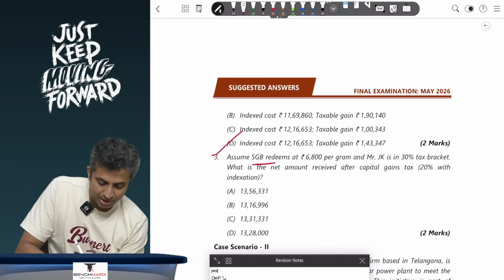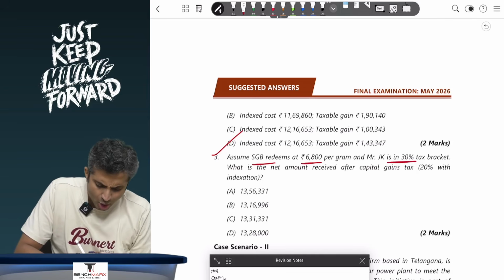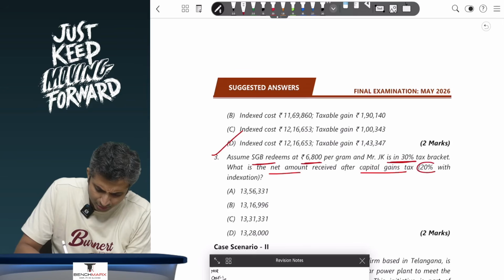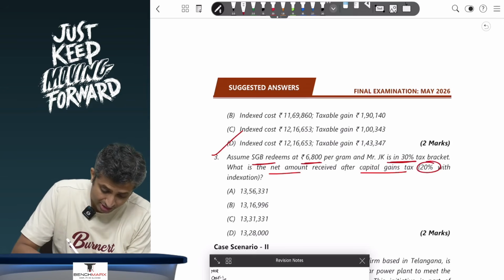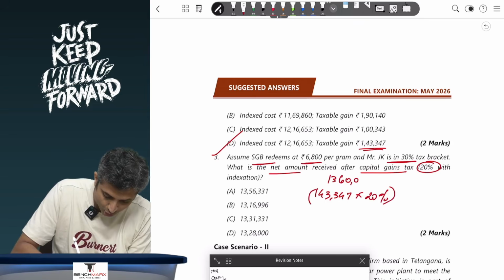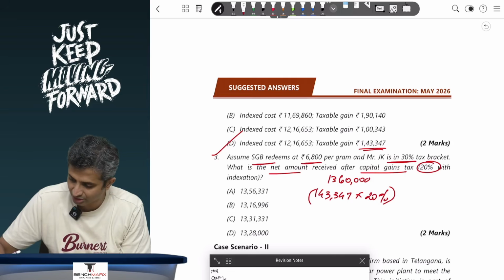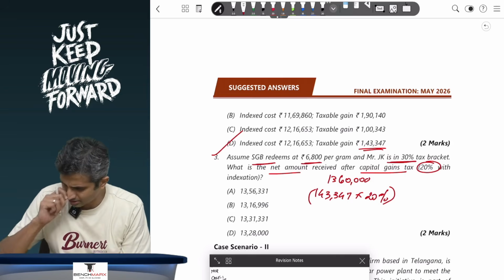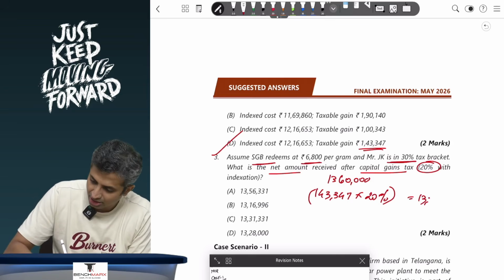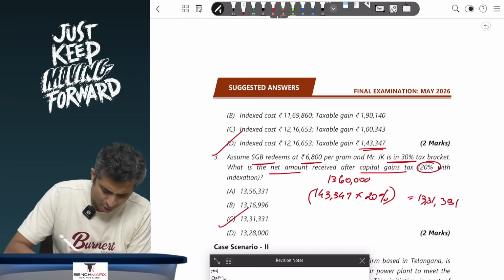Assume SGB redeems at 6,800 per gram and Mr. JK is in the 30% tax bracket. What is the net amount received after capital gains, which is 20% with indexation? So basically, your capital gains is 143,347 into 20%. Tax rate is 20%, and this is 13 lakh 60,000, which is your gross sale proceeds. So 1360 minus 143,347 into 20% comes to around 13 lakh 31,300 and something, 331. So this is option C.